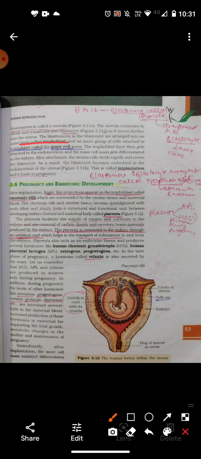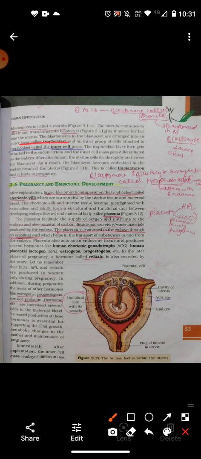With the completion of the differentiation of the inner cell mass and the trophoblast, the blastocyst is ready for implantation. Now the blastocyst is ready for what? For implantation.